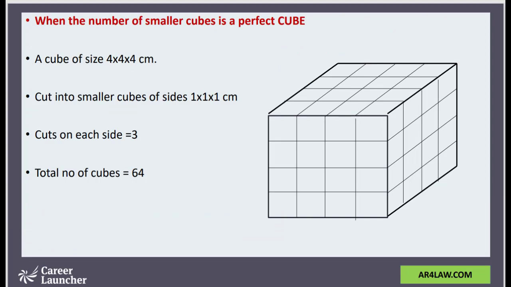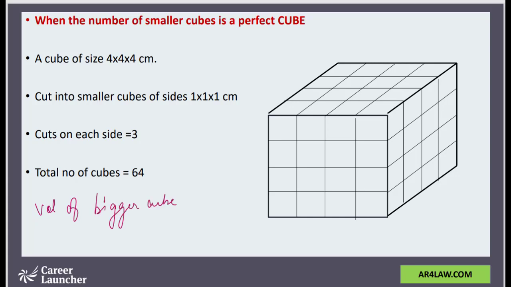Now here I have taken a cube of side 4 centimeter each. That means length is 4 centimeter, breadth is 4 centimeter and height is 4 centimeter. And this bigger cube has been cut into smaller cubes of sides 1 centimeter each. Now you must be aware that when one shape changes into another, the volume remains intact. So we can say here that the volume of the bigger cube will remain equal to the number of smaller cubes into the volume of a smaller cube.